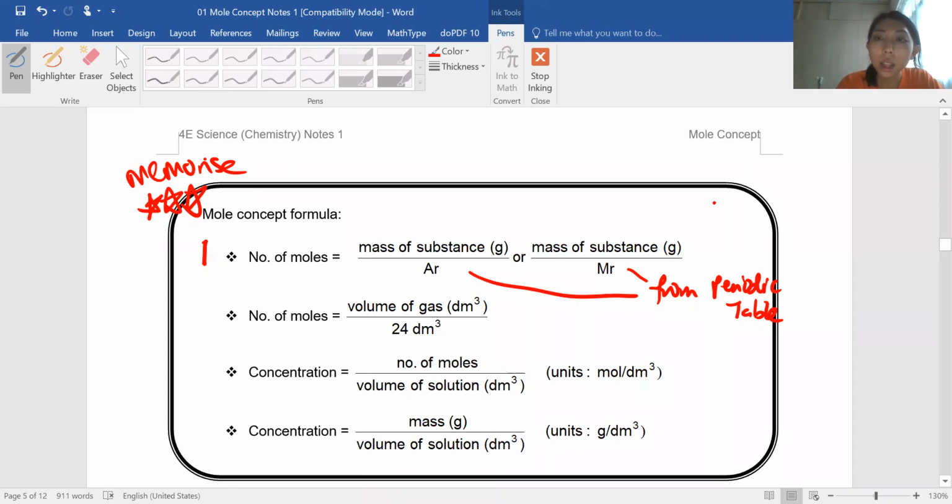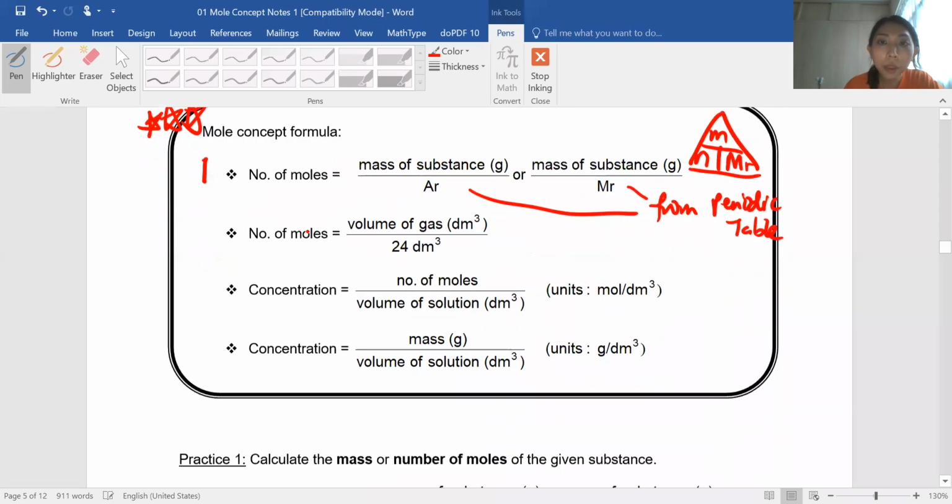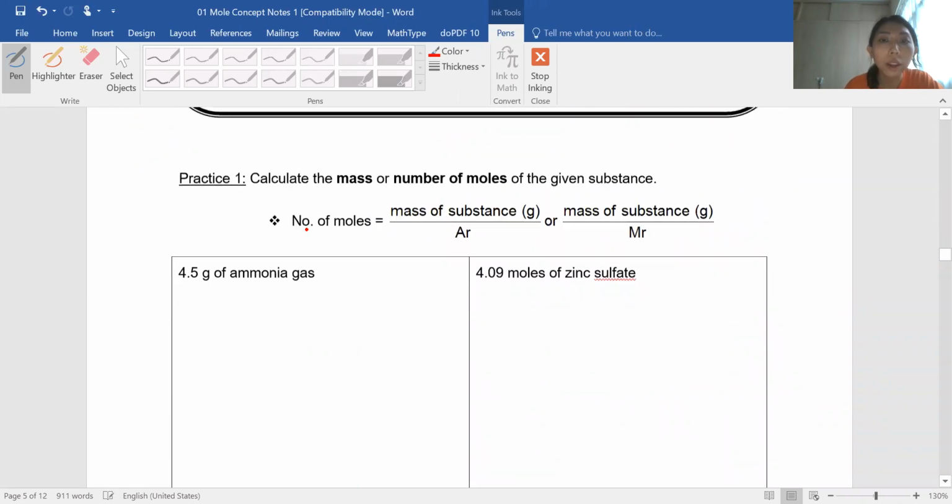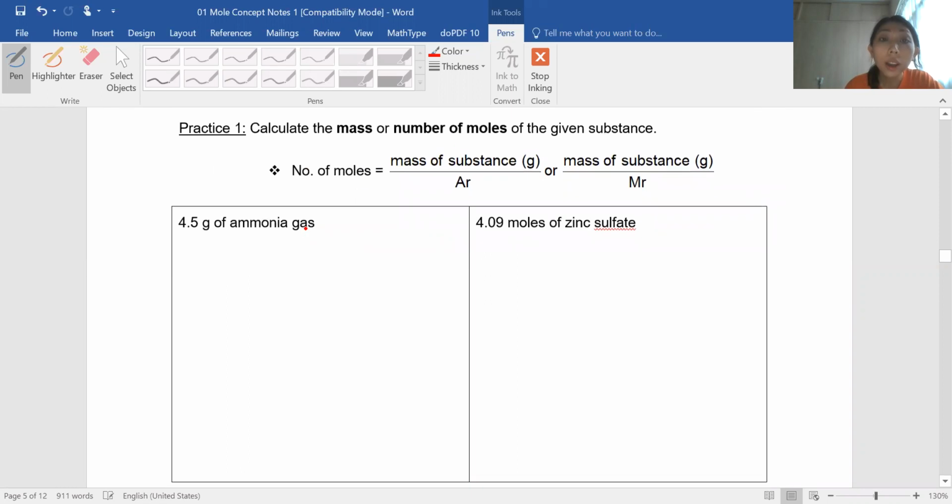Let me write down a triangle here for you. M for the mass of the substance, N for the number of moles, and AR or MR, which is from the periodic table. Now let's try some practice questions using the formula. We want to calculate the mass or the number of moles of the given substance.